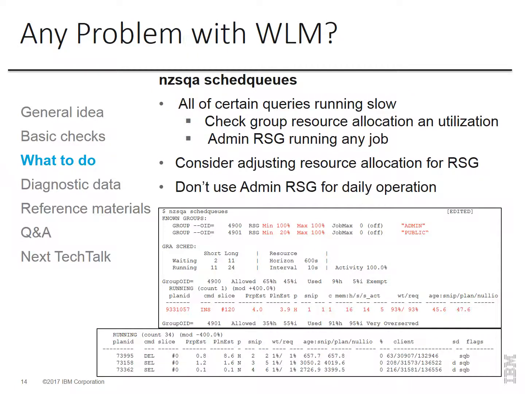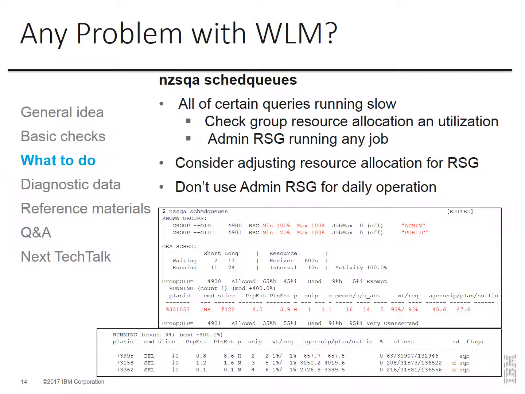A performance problem can occur because of WLM settings or wrong usage of resource group. nzsqa scadq is the main command to find out any issues with WLM. Here is a scenario where all of a sudden jobs are running slow due to a WLM problem.